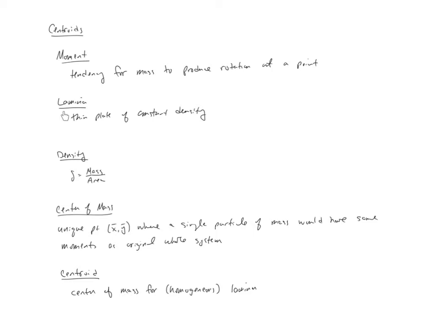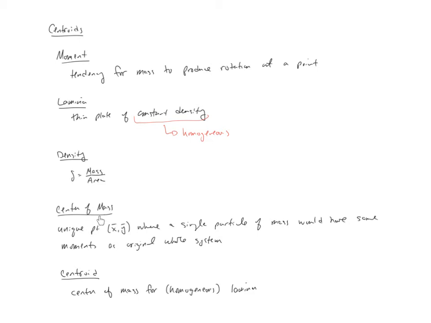Then we'll go down to a lamina, which is just another name for a thin plate of constant density. This whole idea of constant density, you'll hear referred to as homogeneous. So anything of constant density would be defined as homogeneous. The density formula that you may have seen before, maybe in a physics or chemistry class, is defined as mass over area. That's the Greek letter delta, mass over area.